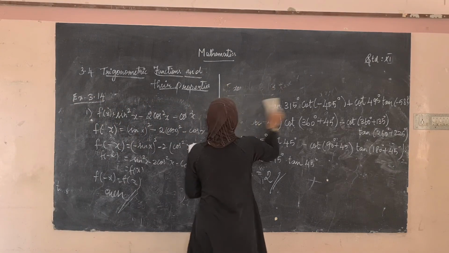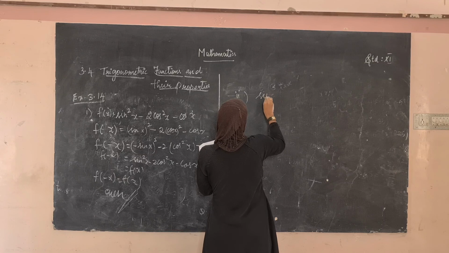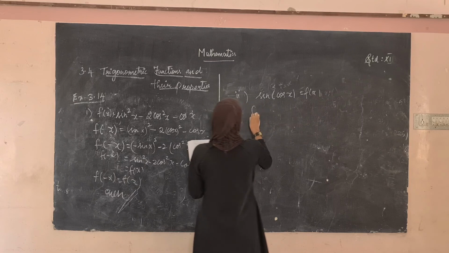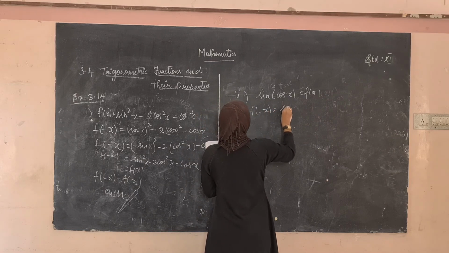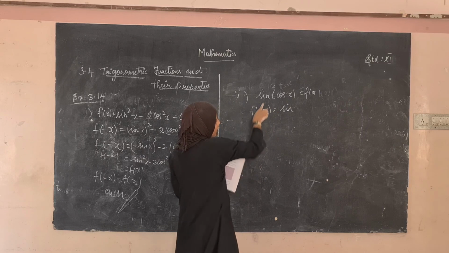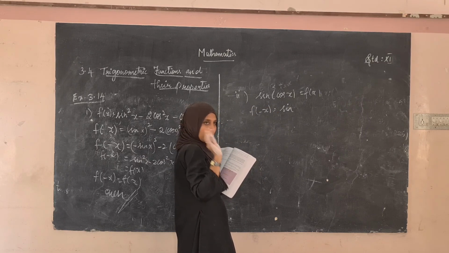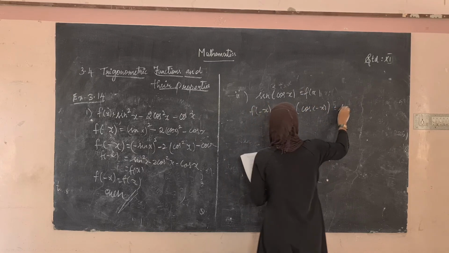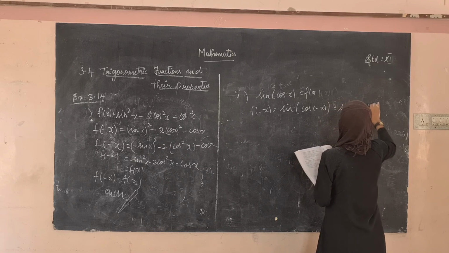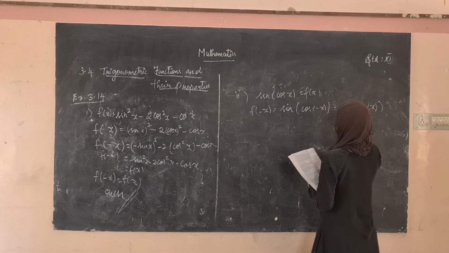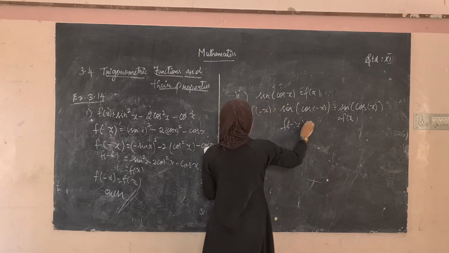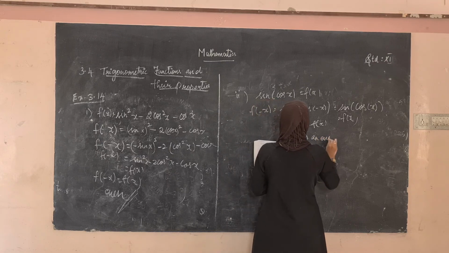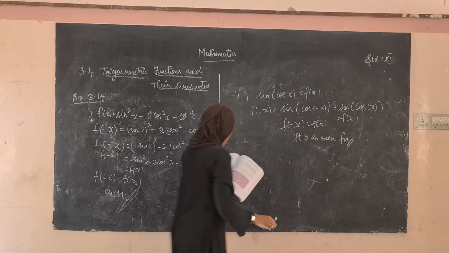See the second subdivision. Sin of cos x. Let us take this as f of x. What happens to f of minus x? Sin will be as it is because there is no x for sin. Only where x is there, we are going to substitute minus x. Cos of minus x. What is cos of minus x? It is cos x, right? Then sin of cos of x. There is no change. This is equal to f of x. That is f of minus x is equal to f of x. So it is an even function.